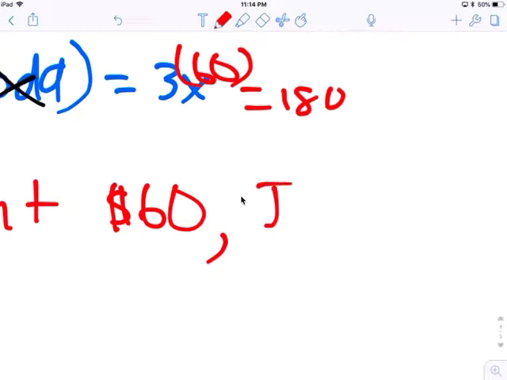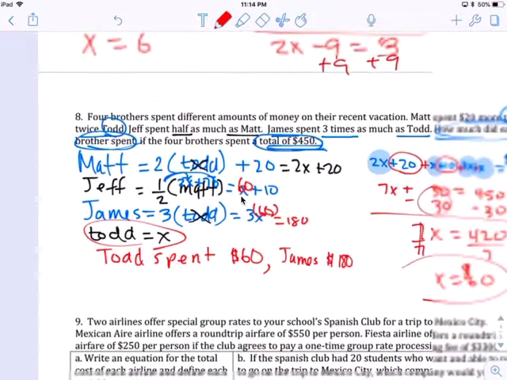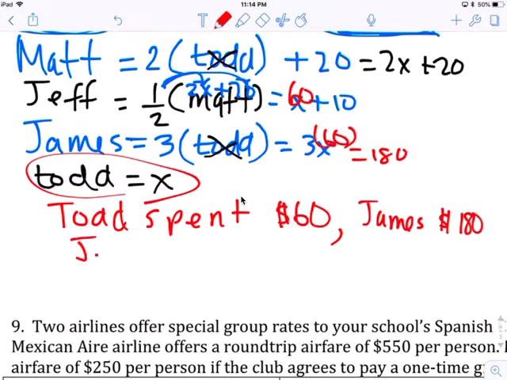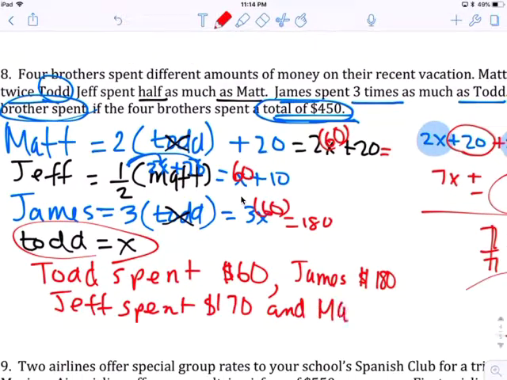James spent $180. 60 plus 10 is 70. Jeff spent 70. And if this is 60 times 2 is 120 plus 20 is 140, right? And Matt spent $140.